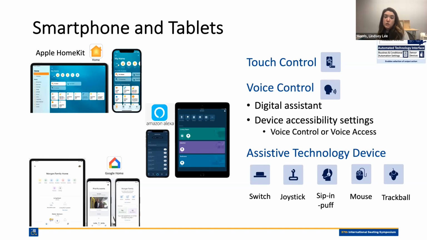Additionally, you can use voice control or voice access, which are within an Android or iOS device's standard accessibility settings. It's structured very similar to switch control, but instead of providing different click inputs, you provide different voice commands to select specific buttons or targets on a screen.